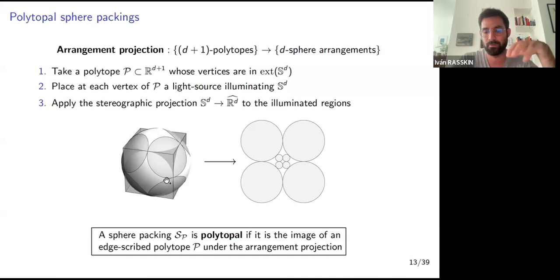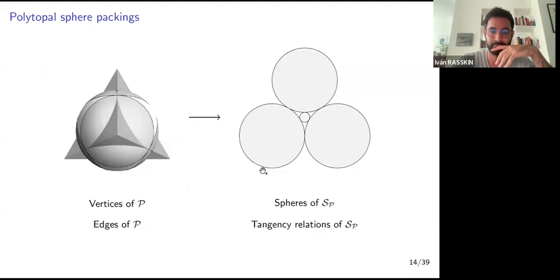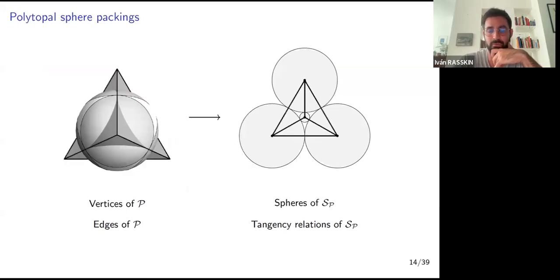The structure of the polytope is going to be sent to the sphere packing. For example, the vertices of the polytope encode the spheres, and the edges encode the tangency relation. If there is an edge between two vertices, that means that the two spheres are going to be tangent. With these two, we can define a contact graph. The contact graph of the sphere packing is going to be the same as the graph of the polyhedron.